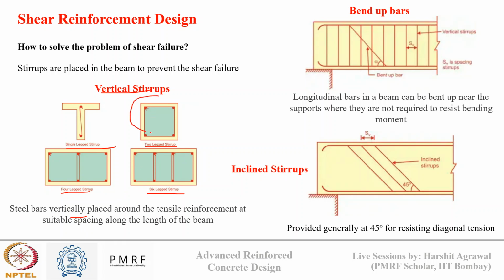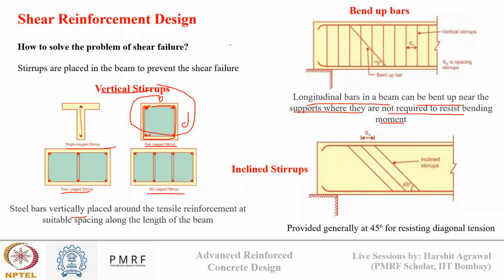This is a cross-sectional view. There is reinforcement on the compression side, there is reinforcement on the tension side, and across this reinforcement, this is B, this is D. You can see these are the shear stirrups, vertical stirrups. Then there can be bent-up bars. These are longitudinal bars which can be bent near the support where they are not required to resist the bending moment.